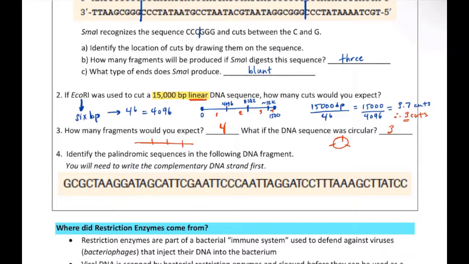So that's why I need you to pay attention. Am I giving you linear or am I giving you circular DNA? Because then you'll know it's easy to calculate the cuts, but how many fragments there are is based on what type of DNA I'm dealing with, linear or circular.